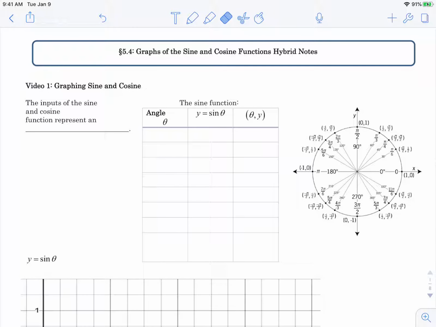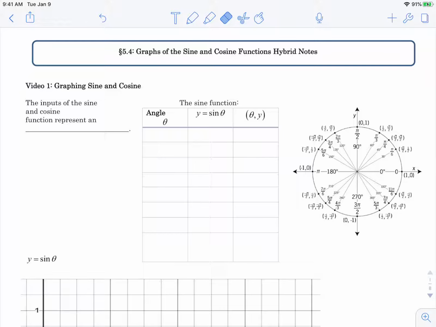Hello, these are your video notes for 5.4, and we're talking about graphs of the sine and cosine functions. We're going to use our unit circle to graph sine on a Cartesian plane and cosine on a Cartesian plane. We can do this for all 6 functions, right? We talked about tangent as well, and cosecant, secant, cotangent. We are simply focusing on sine and cosine in this class.